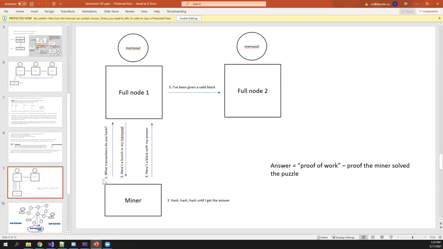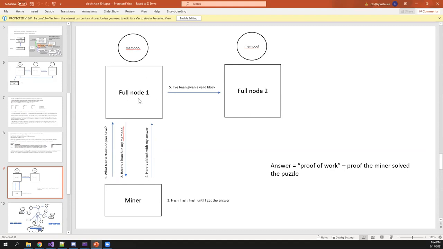So the miner says, what transactions do you have for me? And remember, the mempool is full of all these transactions. So then the full node says, here's a bunch of transactions you can mine, okay? The miner takes that, assembles a block, hashes until it gets an answer that's less than the difficulty, and then says, hey, I got an answer. The full node says, yep, I agree, you're good.